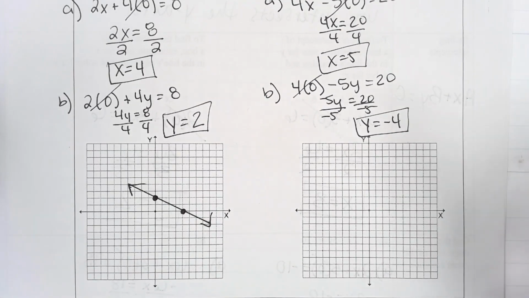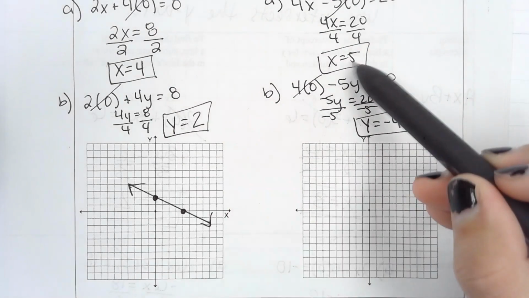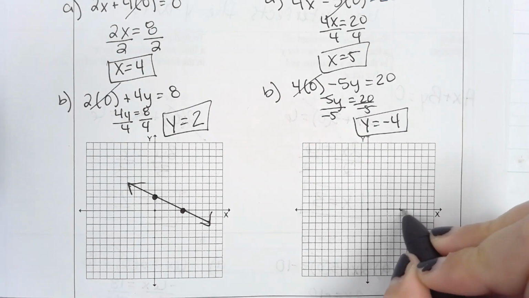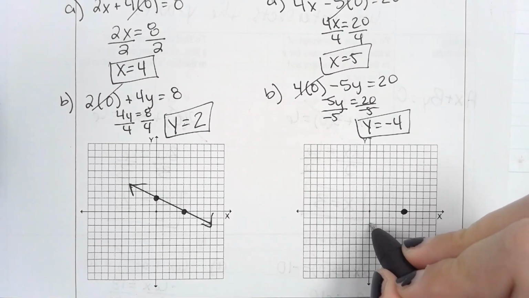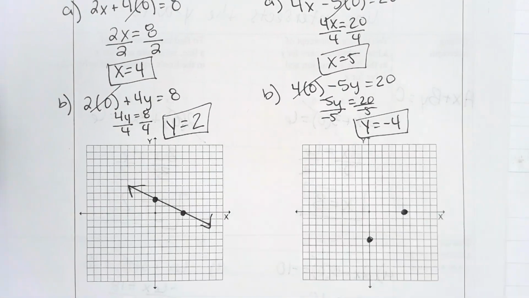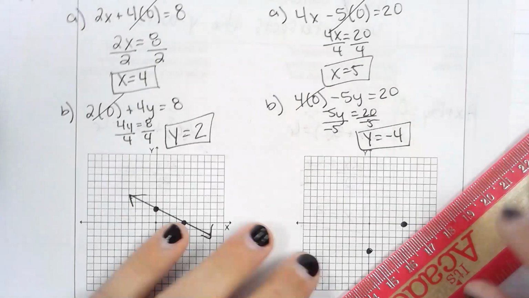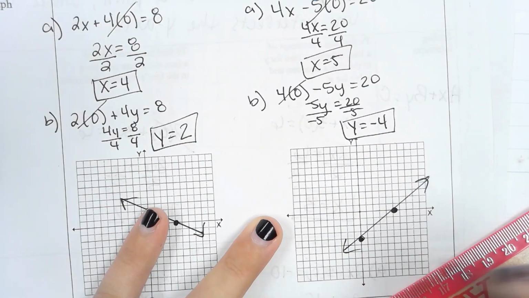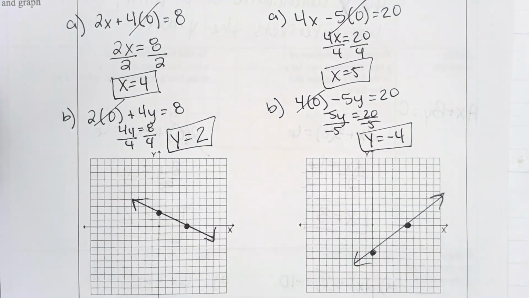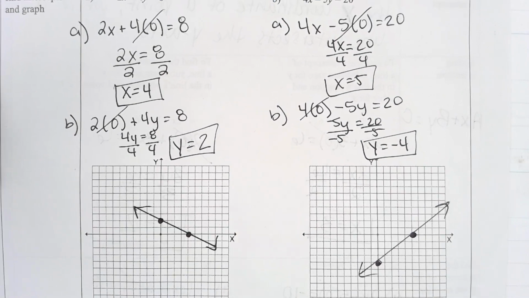Alright, so if you want to plot those on the graph, you have an x-intercept of 5 and a y-intercept of negative 4. Draw your line through those 2 points, and there's our graph. So good job if you got that.